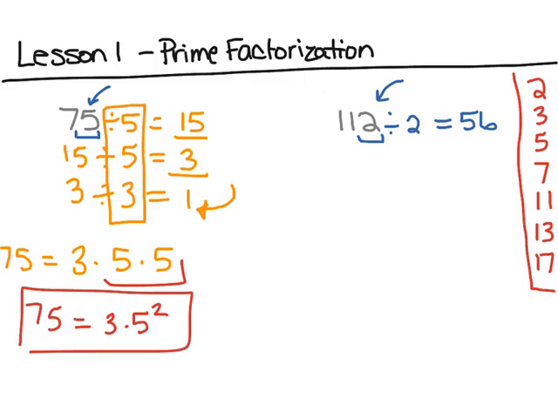So we're going to divide by 2 and get 56. Now we're going to take 56 and divide that by 2.